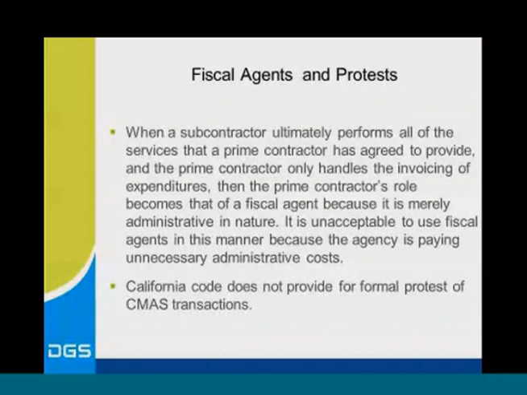And finally, when a subcontractor ultimately performs all of the services that a prime contractor has agreed to provide and the prime contractor only handles the invoicing of expenditures, then the prime contractor's role becomes that of a fiscal agent because it is merely administrative in nature. It is unacceptable to use fiscal agents in this manner because the agency is paying unnecessary administrative costs. And finally, the California Code does not provide for formal protests of CMAS transactions.